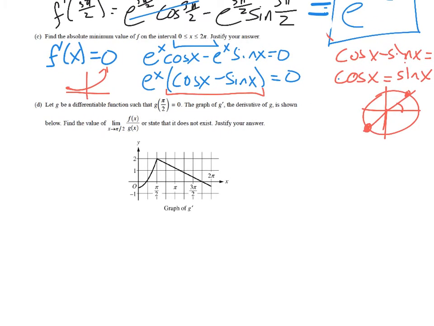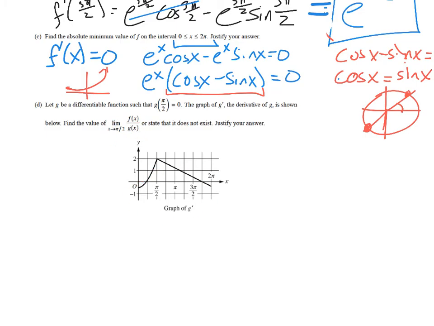We got, let g be a differentiable function, g of x. I'm sorry. g of pi over 2 equals 0. Here's the graph of g prime down here, the derivative of g. And we want to find the value that is a limit. Oh, interesting. Okay. So lots of things going on here.